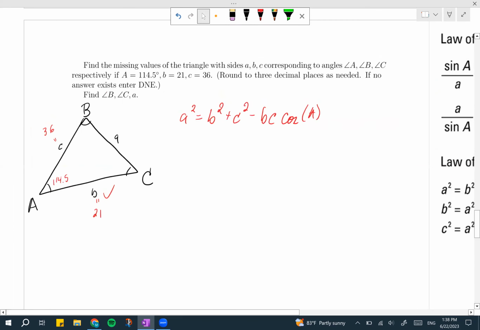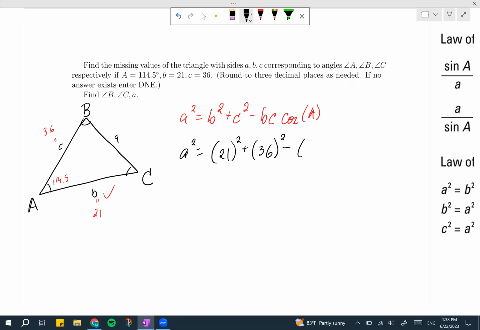Now, once I get side little a, I'm going to switch back and use law of sines because it's cleaner, it's easier, it's a lot less likely for me to lose a sign than if I was using law of cosines, because law of cosines can get kind of messy sometimes. So I'm going to plug in what I've got. So a squared equals b is 21 squared plus c is 36 squared minus 21 times 36 times cosine of my angle A, which is 114.5.